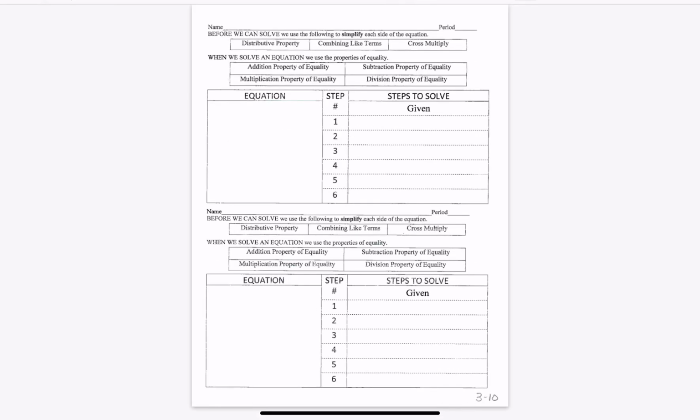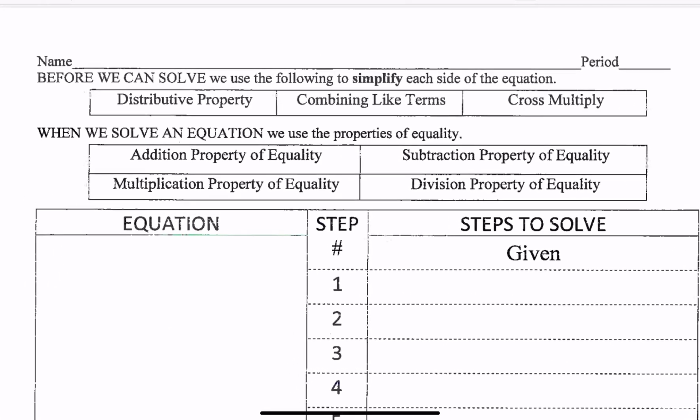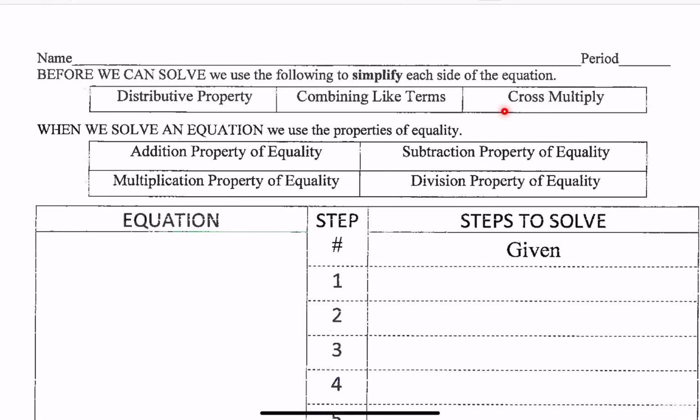For the next set of notes, we're on page 310 in the notebook, and we are going to talk about solving multi-step equations, the steps we take to solve them. For this, we are going to look at this top section here, and we're going to talk about being able to identify what you're doing when you're solving an equation.